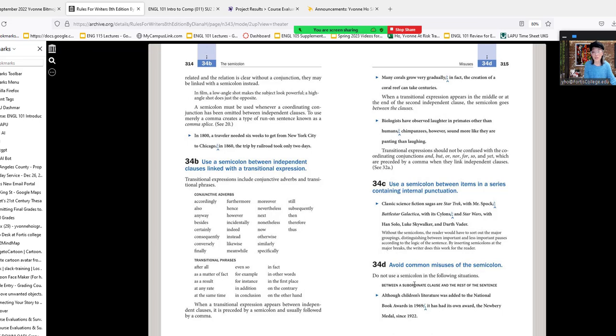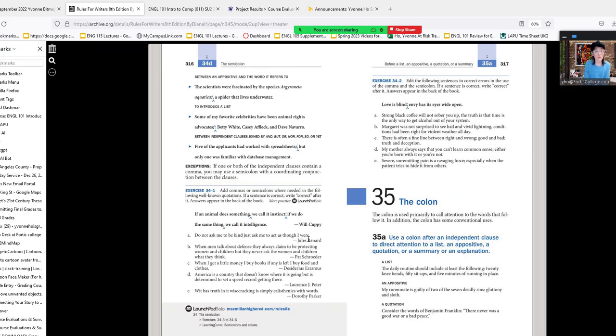Do not use a semicolon in the following situations: between a subordinate clause and the rest of the sentence. Although children's literature was added to the National Book Awards in 1969, it has its own award, the Newbery Medal, since 1992. So whenever a dependent clause starts a sentence, always use a comma, not a semicolon.